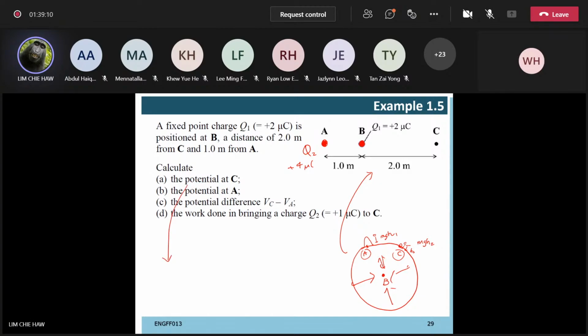Like I mentioned, first you have to identify how many targets and how many charges set the field. You have only one target, which is C, and you have two charges setting the field. Am I right? Yes. So the potential at C is contributed by two charges, therefore it's VA plus VB. Just do the substitution. VA is 4 microcoulomb, and the distance from A to C is 3 meters, am I right? Now go to VB.